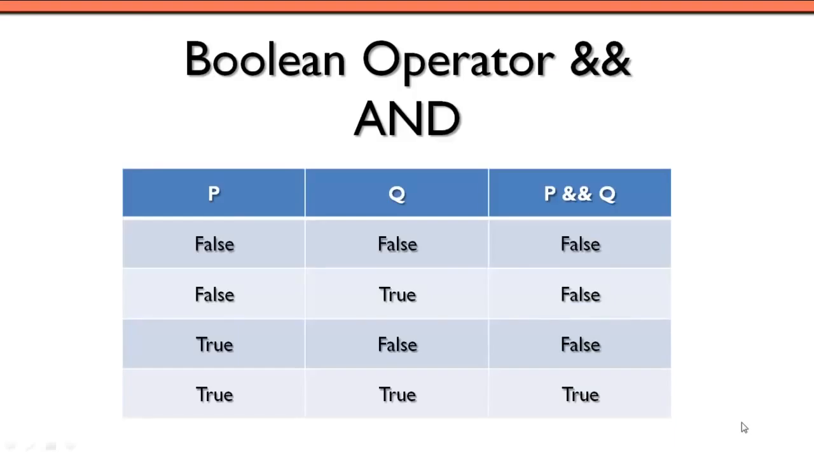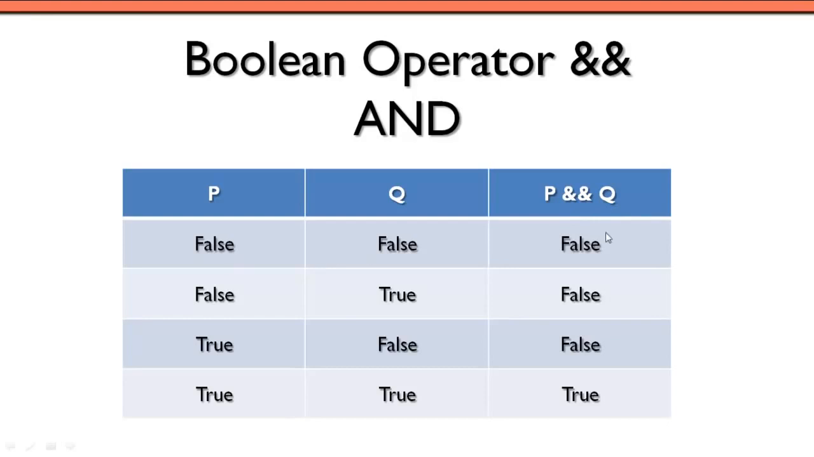Alright, so let's look at some of the Boolean operators, and the first one we're going to look at is the AND operator. And basically it says that we have to have two things being true in order for the overall expression to be true. So we see here what we have as a truth table. We can have some expression that resolves down to true or false for P and also for Q. But if we AND those together using our AND operator, which is this double ampersand, then in order for that whole expression to be true, both P and Q have to be true.